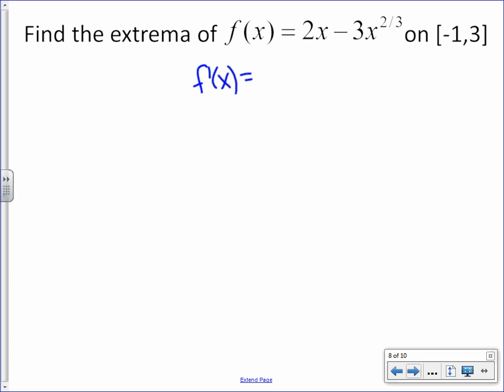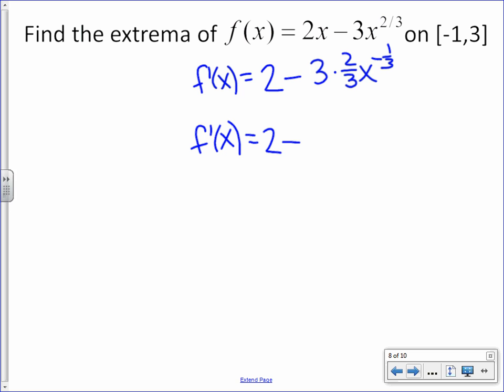equals the derivative of 2x is 2, and the derivative of 3x to the 2/3 would be 3 times 2/3 x to the -1/3. Okay. So I'm going to rewrite this as 2 minus, those 3's cancel, and so we're left with 2 x to the 1/3, I'm going to write in the denominator as a positive exponent.